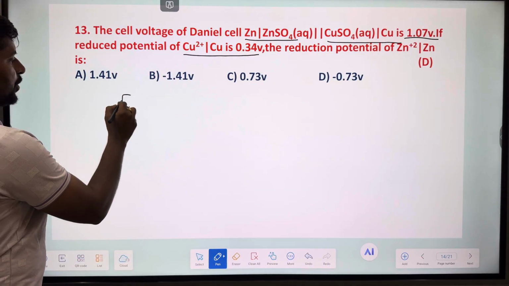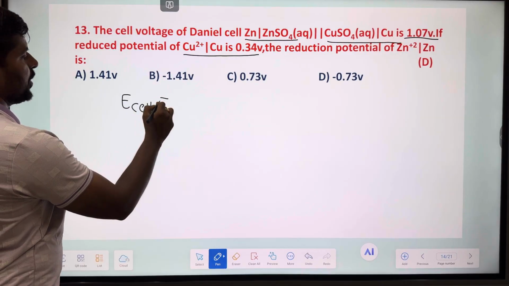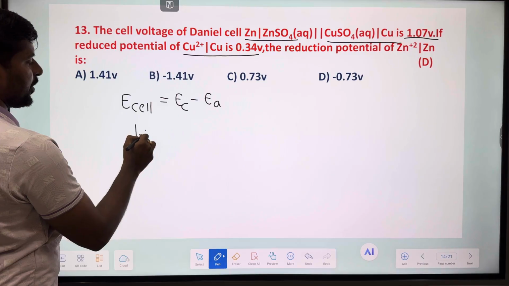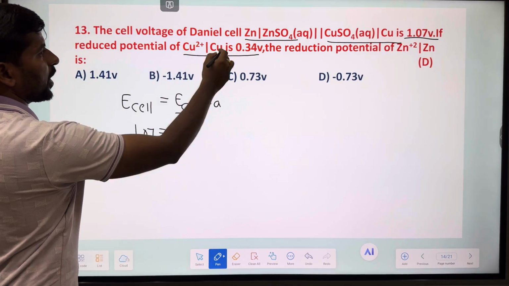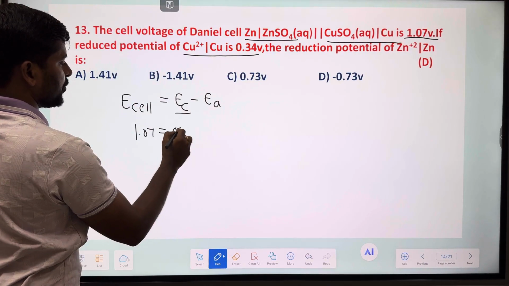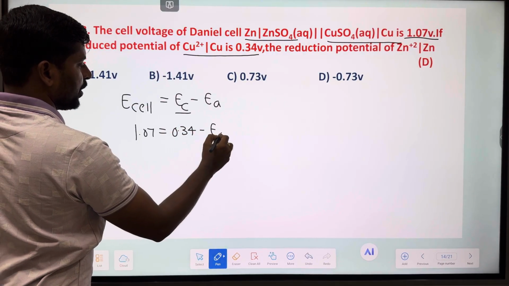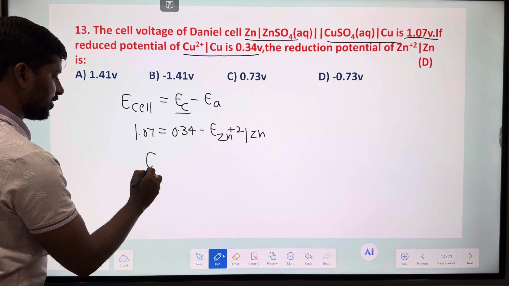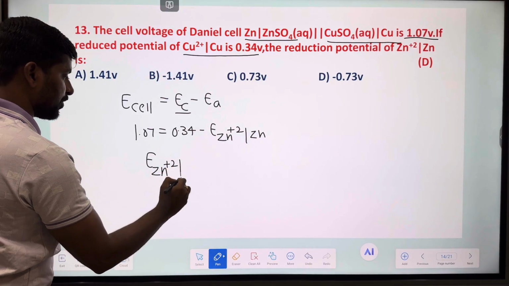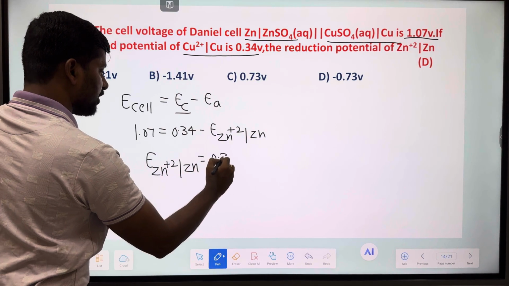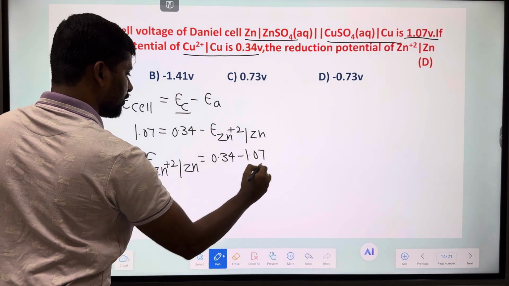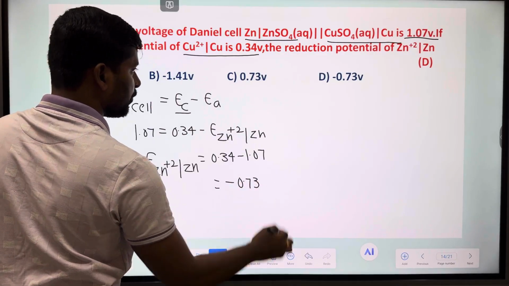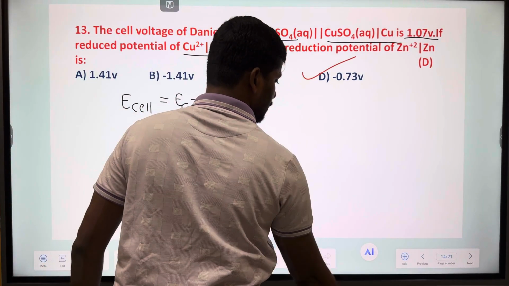We know that E cell is equal to E cathode minus E anode, using reduction potentials. E cell in this case is 1.07 volts. The cathode is copper, whose potential is given as 0.34. The anode is zinc, whose potential we want to calculate. Bringing the zinc term to the left side, E of Zn2+/Zn is equal to 0.34 minus 1.07. If you do the subtraction, we get minus 0.73 volts. Minus 0.73 volts, option D.